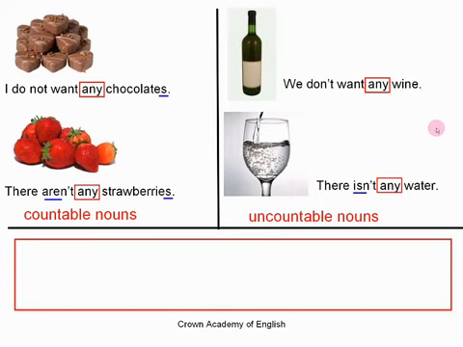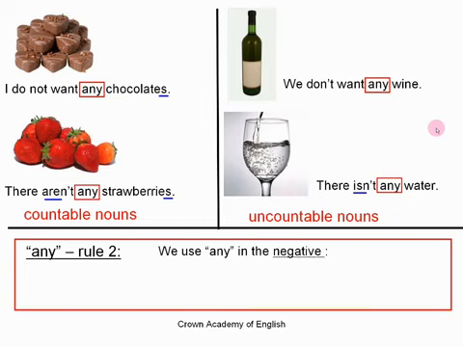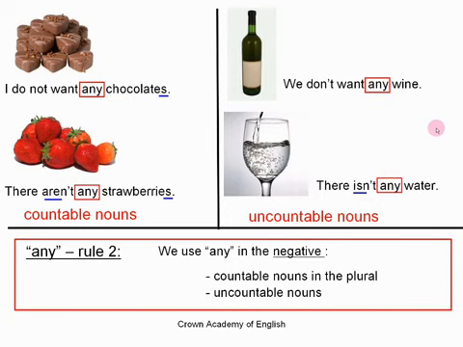So, rule number 2, for the word any, we use any in the negative. And the countable noun is in the plural. And also, we use any for uncountable nouns in the negative. Okay, so that is the second situation where we use the word any. Okay, so that was quite easy, I hope.